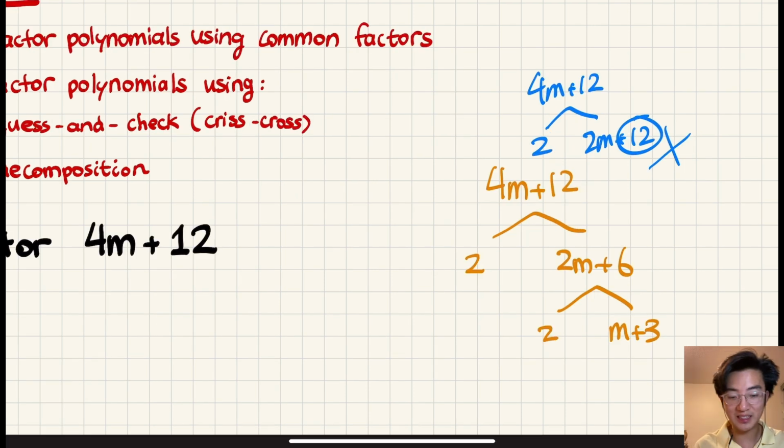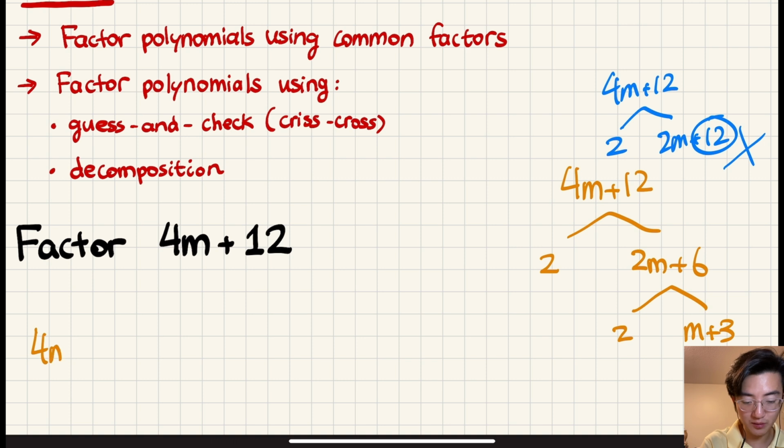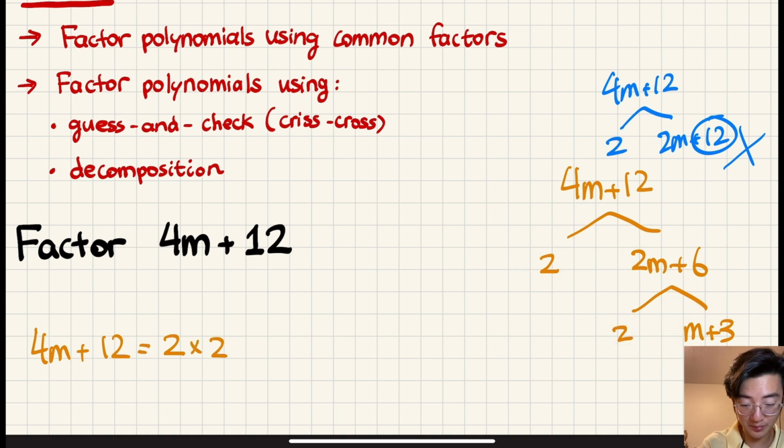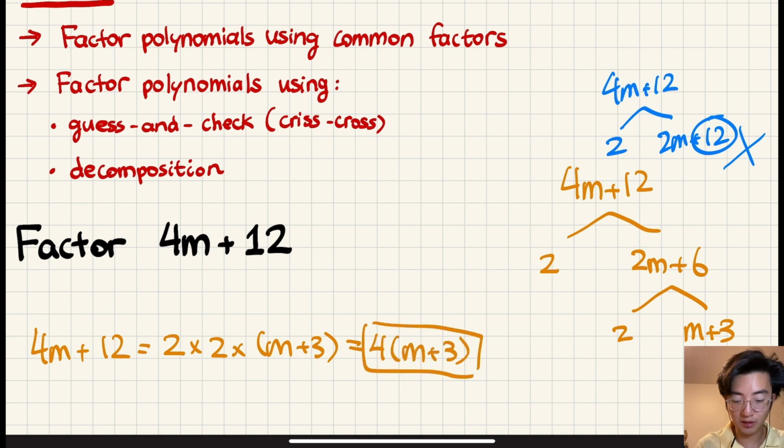So what this means is that 4m plus 12 equals 2 times 2 times m plus 3. So 4m plus 12 is 4 times m plus 3. Just a quick reminder, normally we don't write the multiplication sign when it comes to polynomials because it might get confusing with the variable x. So if you just see something like 4(m plus 3) like this, it just means 4 times m plus 3.